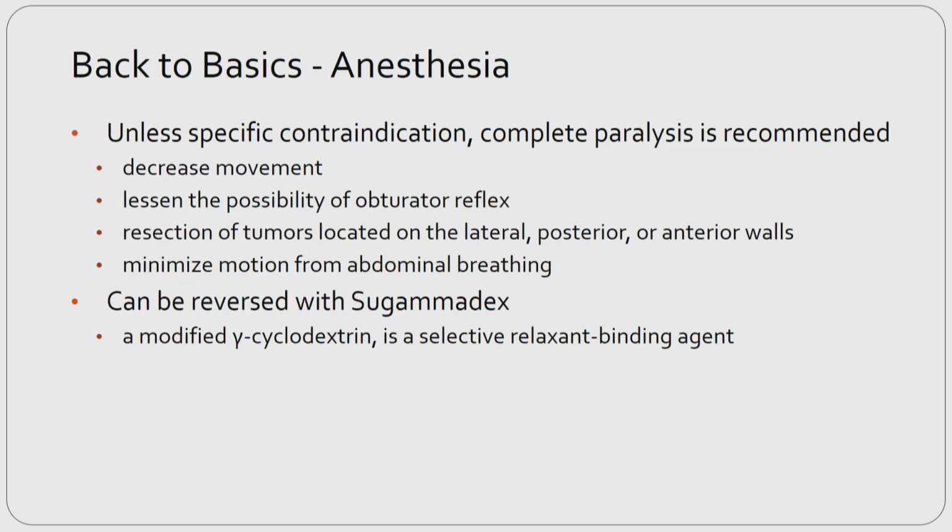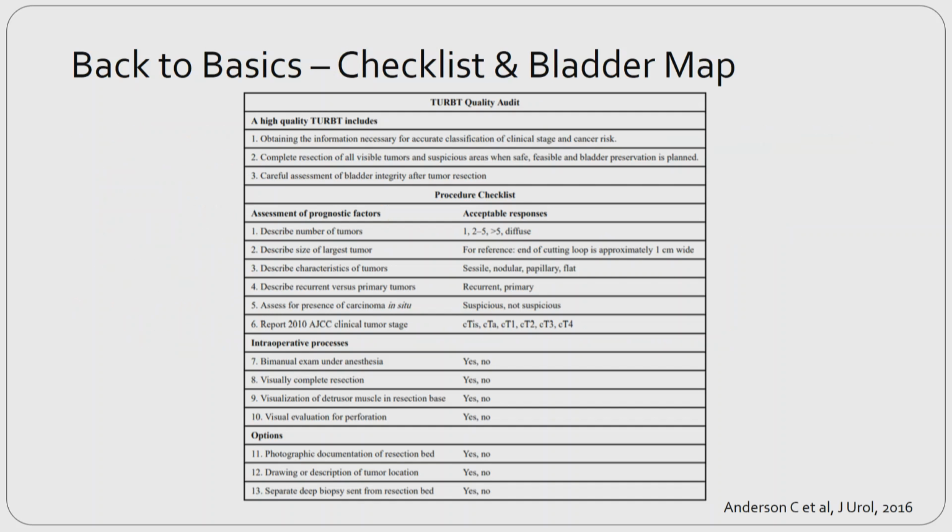Now we don't have to worry about it because our anesthesiologists have Sugammadex, as they call it, which is a reversing agent that works fairly quickly, and you can give your patients rocuronium, have them paralyzed, perform a nice deep resection on the lateral wall tumors, and within 10 minutes the patient's awake and the paralysis is reversed.